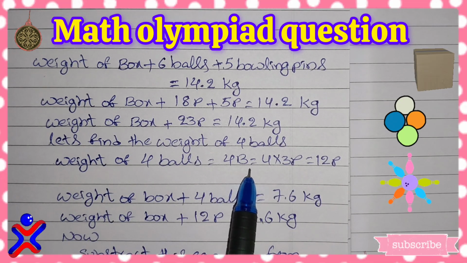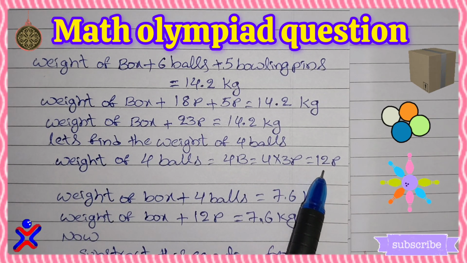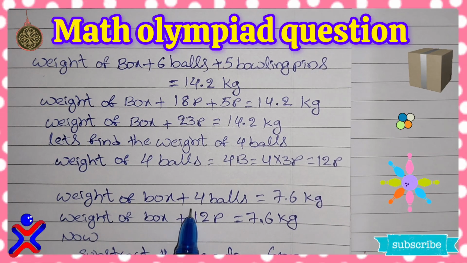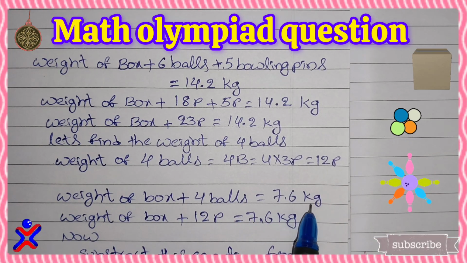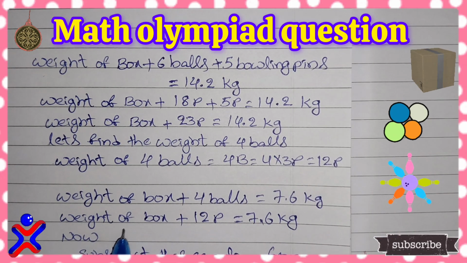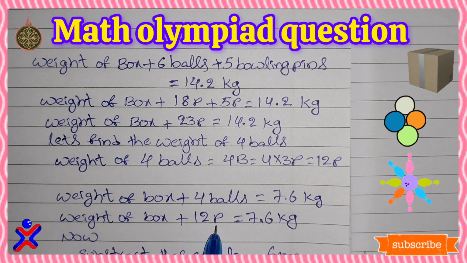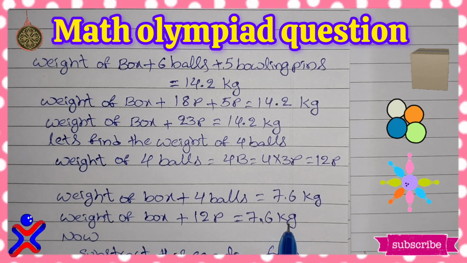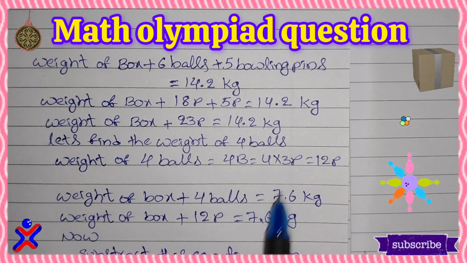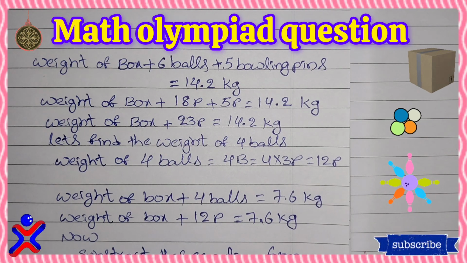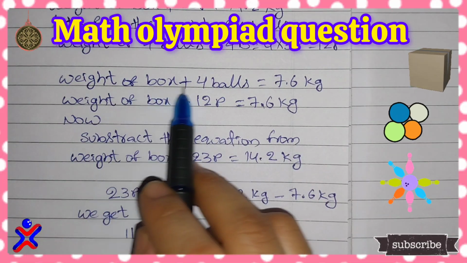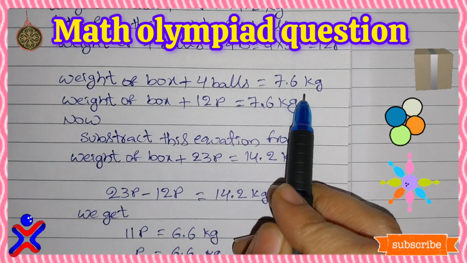Let's find the weight of 4 balls. Weight of 4 balls equals 4B. Because we know B equals 3P, 4 multiplied by 3P equals 12P. Weight of box plus 4 balls equals 7.6 kg. So weight of box plus 12P equals 7.6 kg.